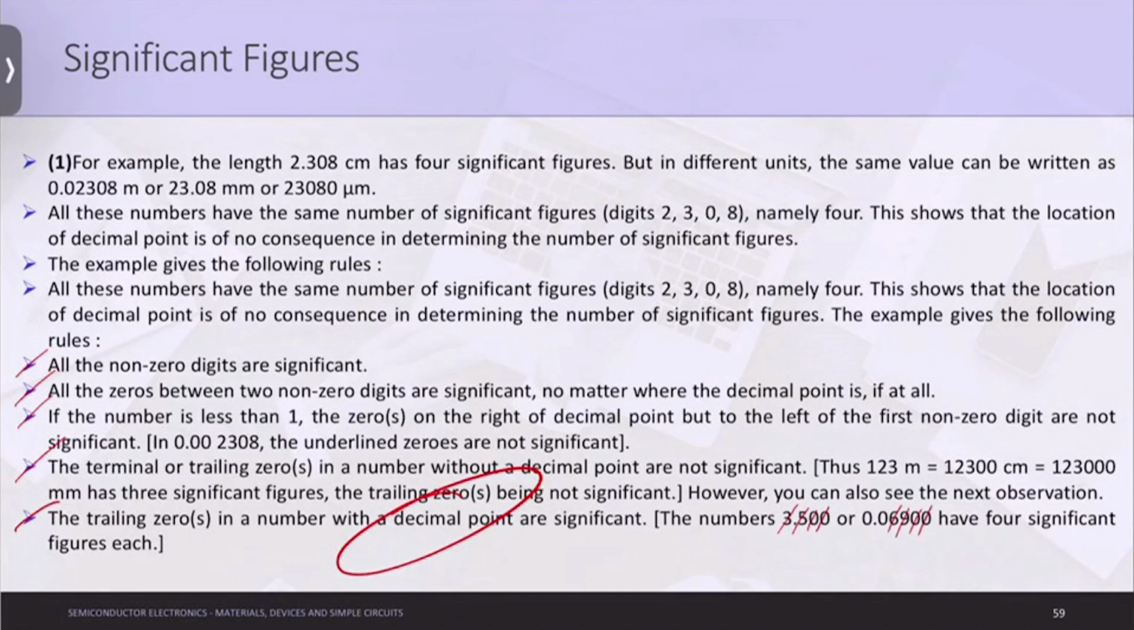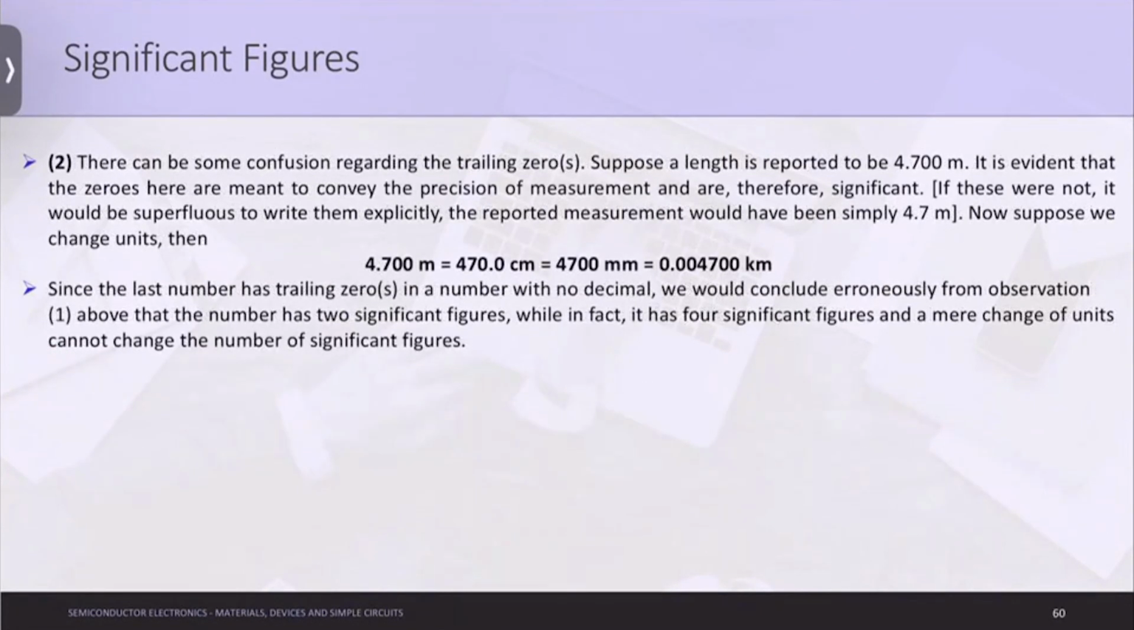So that is how you need to understand this concept. Fine. So this thing has also been explained. Let's move to the next point. Let's go to the second point here. Second is again an example only. So let us understand this example now. There can be some confusion regarding the trailing zeros. Okay, let us try to understand this concept again.